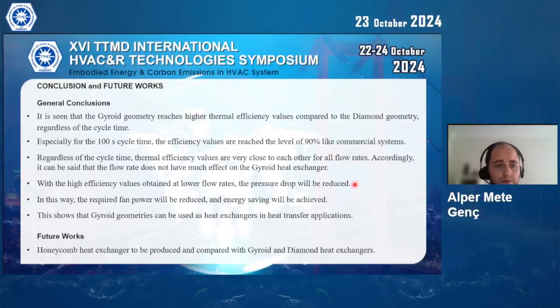Regardless of the cycle times, thermal efficiency values are very close to each other for all flow rates. Accordingly, the flow rate does not have much effect on the gyroid heat exchanger. Also, with the high efficiency values obtained at lower flow rates, the pressure drop will be reduced. In this way, the required fan power will be reduced, and energy saving will be achieved, as I mentioned before. This shows that gyroid geometries can be used as heat exchangers in heat transfer applications.